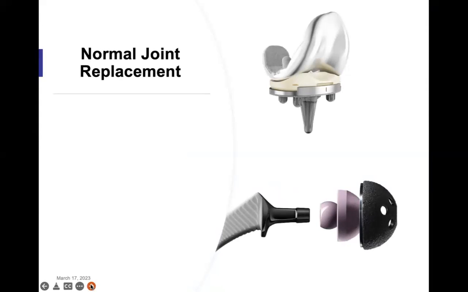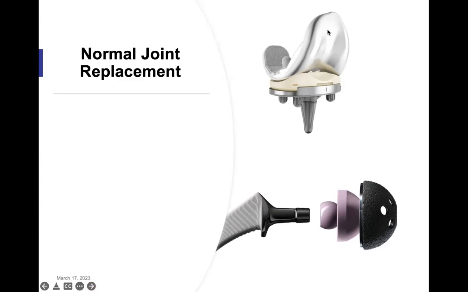Before we begin with what a problematic joint replacement looks like, I wanted to share some pictures of what a normal joint replacement looks like. Joint replacements, for the most part, have become pretty advanced, especially in knees and hips. The picture on the top right is a knee replacement implant.